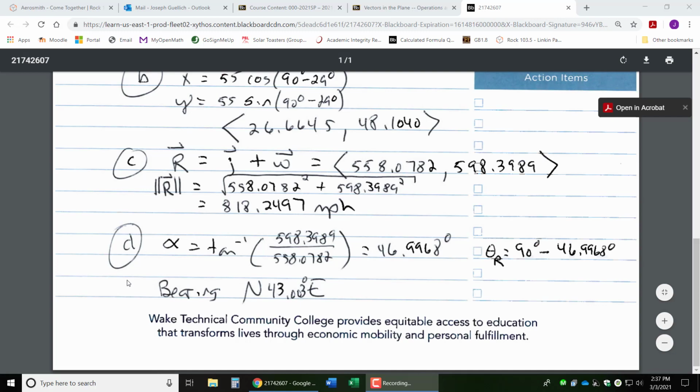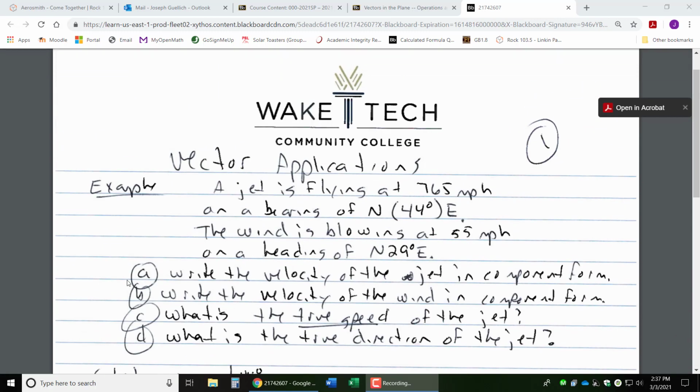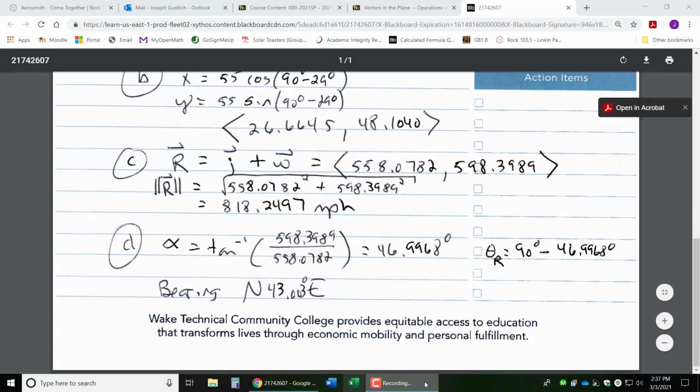That is the end of this example. I've got another one for vectors, but that's all I got for this one.